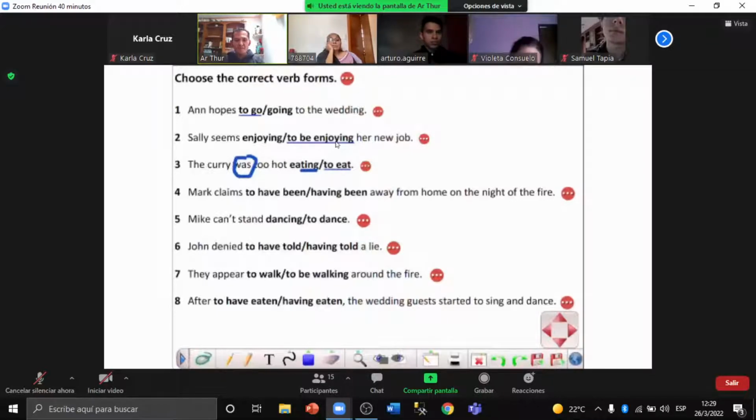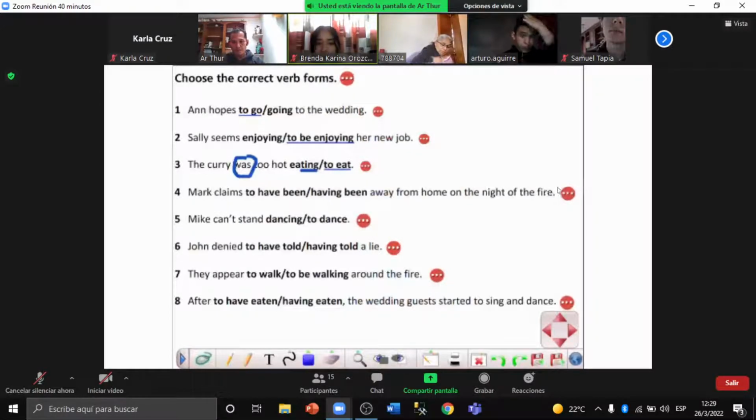Mark claims to have been or having been away from home on the night of the fire. To have been. Mike can't stand dancing or Mike can't stand to dance. Can stand.